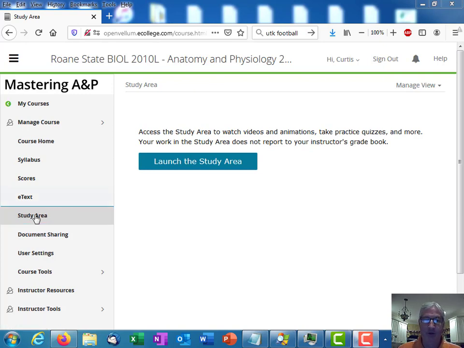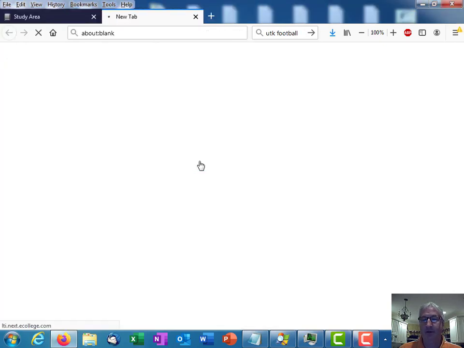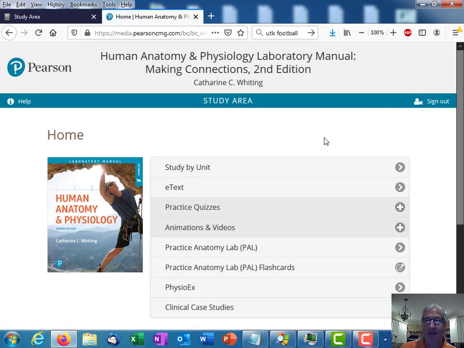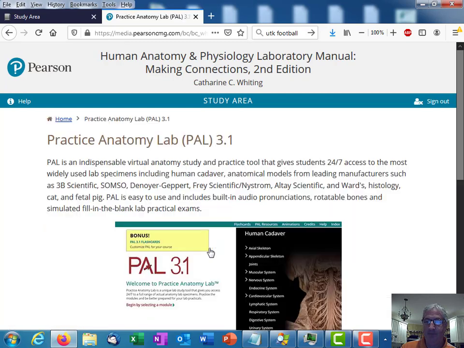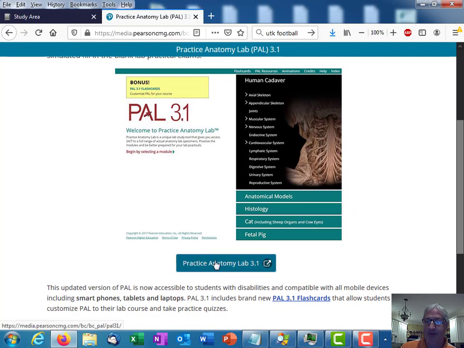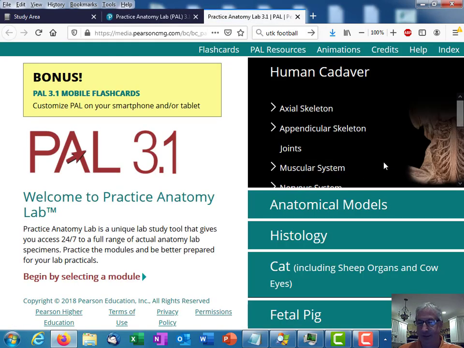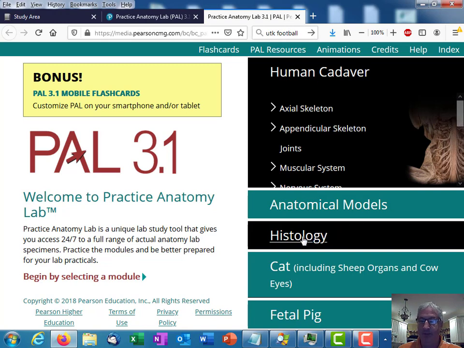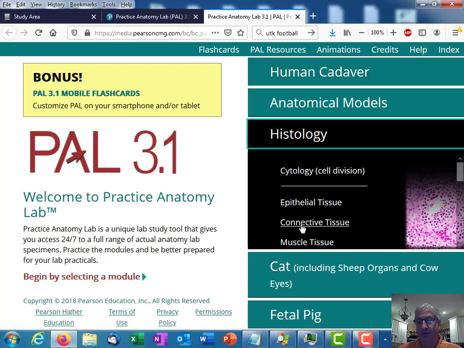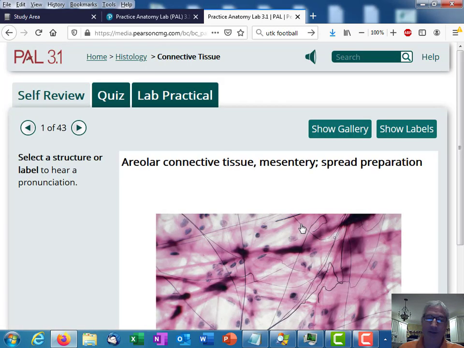So what you do is you log in, then you go to study area, and there'll be a button that says launch study area. Then it launches this new page. Click on Practice Anatomy Lab, scroll down the page, and click the button there. I don't know why they have you click two or three buttons to get here, but then you click histology, and then connective tissue in this case.